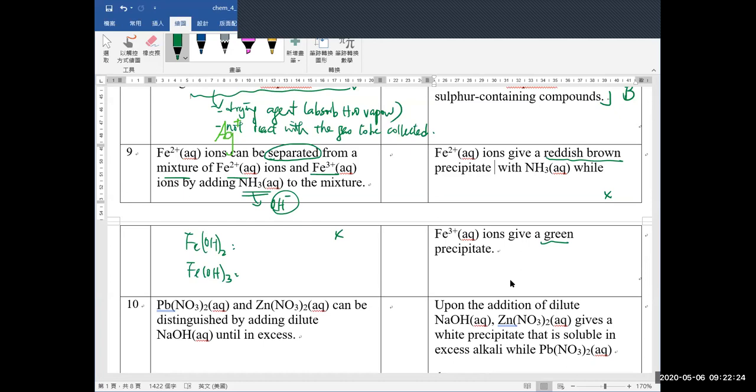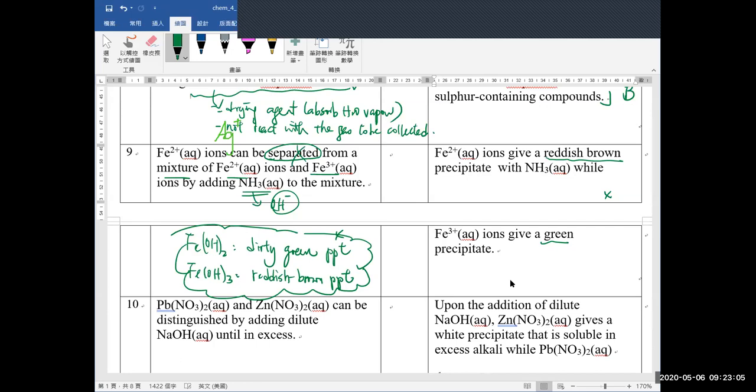So the answer for those two should be what? What is the color of the two? Junfeng. Iron 2 hydroxide and iron 3 hydroxide. What are the colors respectively? Dirty green and reddish brown respectively. So keep this in mind. Okay? Separated, that one is wrong, right? Both are water insoluble substances.